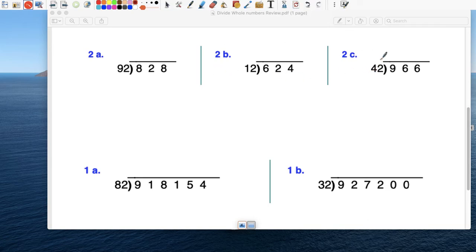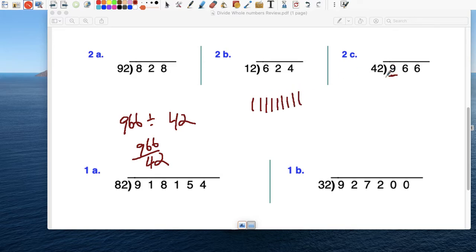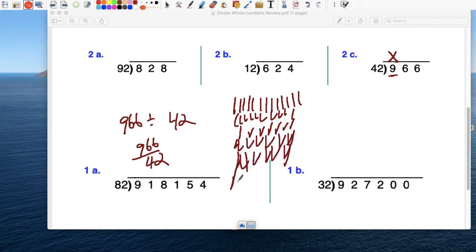Next one, 42. So 966 divided by 42. Okay. So let's start with the first one. We have 9, the first number. Can I make a group of 42 here? ¿Puedo hacer un grupo de 42? No. Let's do 96 sticks. No voy a hacer 96, pero imaginen. If I had 96 sticks, ¿puedo hacer un grupo de 42? Yes. ¿Puede ser 2? Tal vez. Vamos a chequear.